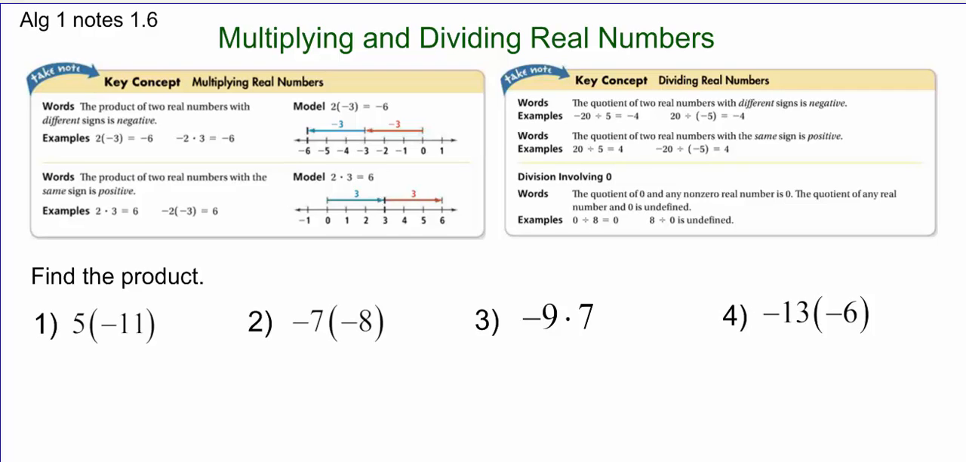Algebra 1 students, welcome to your 1.6 notes, multiplying and dividing real numbers.